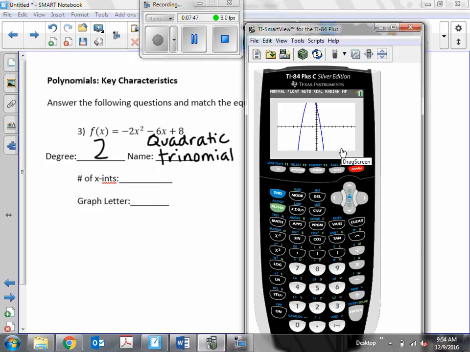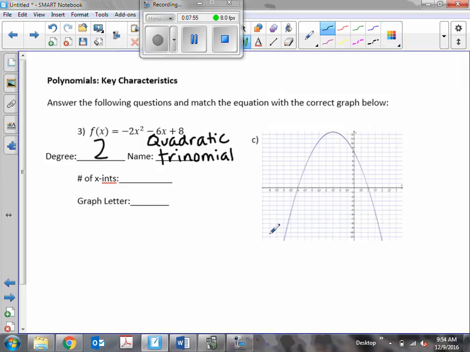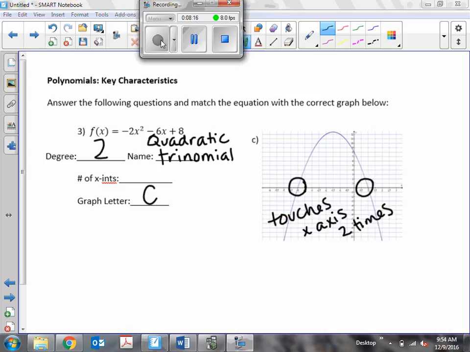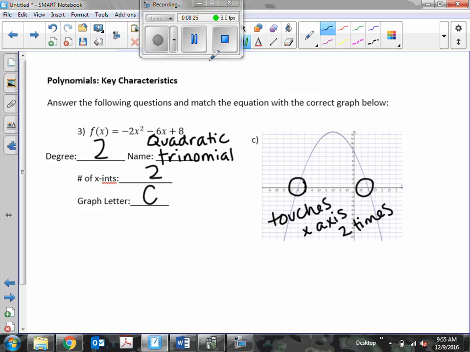And then I want to identify the graph that matches. Well, if I look at this, it goes up, comes back down. So the graph that matches, that goes up and comes back down again, is this letter C. So now I just have to identify how many intercepts it has. Well, if I look, it has 1 intercept right here and 1 intercept right here, which means it touches the x-axis 2 times. So this quadratic trinomial would have 2 x-intercepts, and it would match this graph right here.